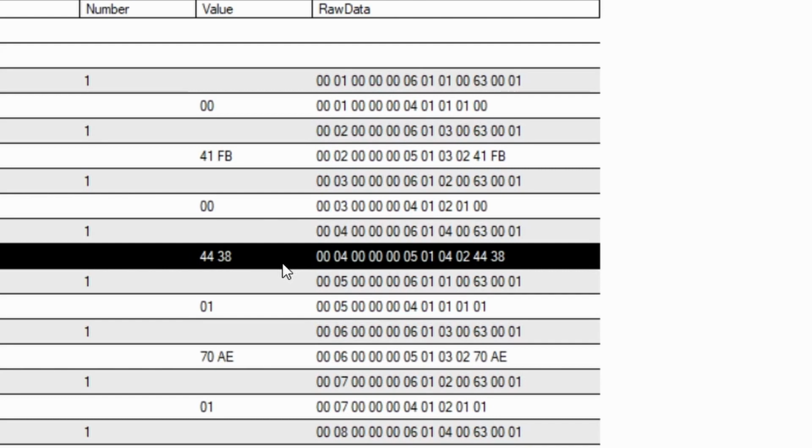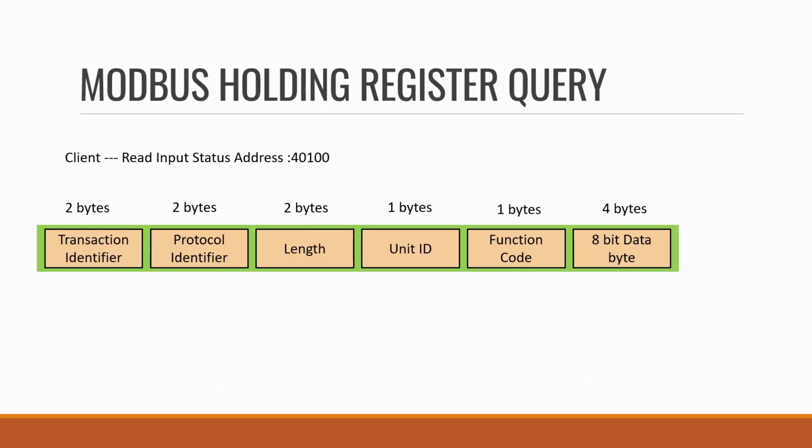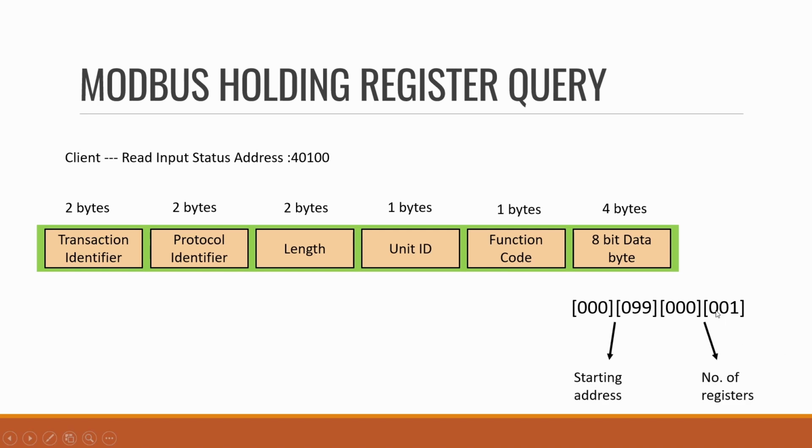So next we will see the query and response of the holding register. Now we will discuss the Modbus holding register query. So say your client wants to read the input status 40100. So coming to your APDU, on the right side you have the number of registers. These 2 bytes represent the number of registers.